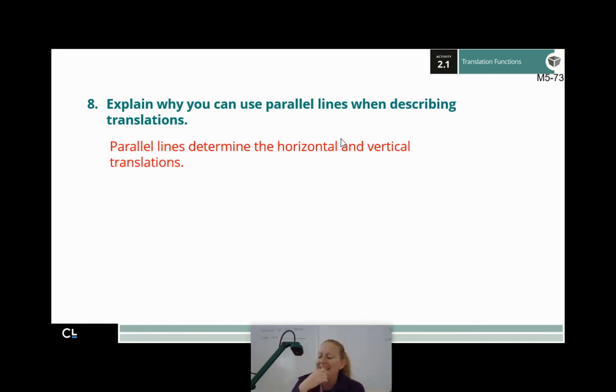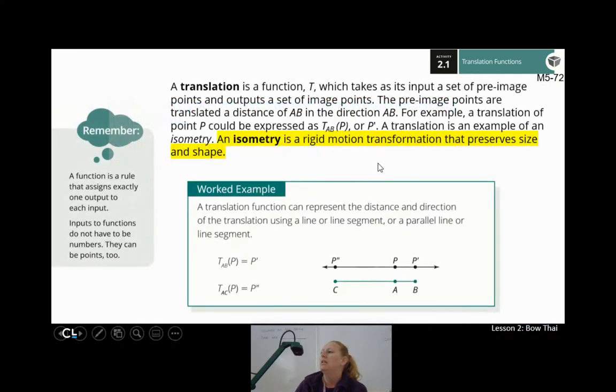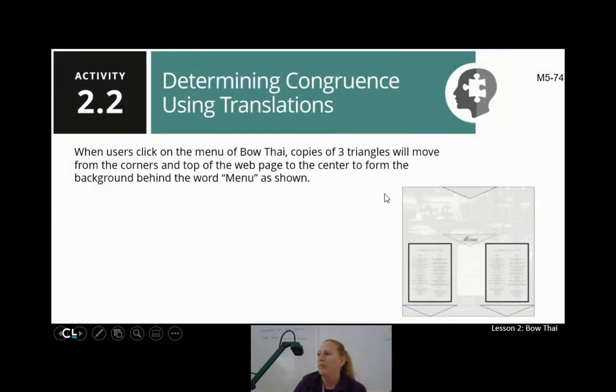Now there is one last thing. There is a key term that we kind of glanced over last time, but we need to dig into it a little bit deeper right now. So the key term was isometry. Remember we said, and I have it highlighted here for you, back on page 72, we said an isometry is a rigid motion transformation, and this is important, that preserves size and shape. This is important.